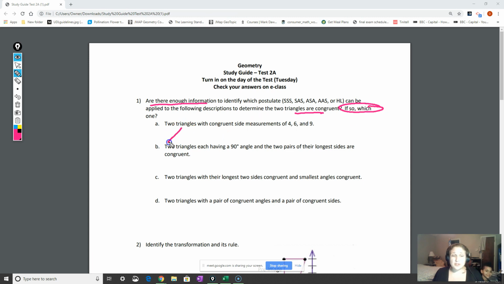So if we look here, it says 2 triangles. I almost always draw equilateral triangles. It's just me. It says, if you have 2 triangles with congruent side measures of 4, 6, and 9, I'm just going to sketch it. Here's a 4, here's a 6, here's a 9. Here's a 4, here's a 6, here's a 9. If I had those triangles, what could that be?